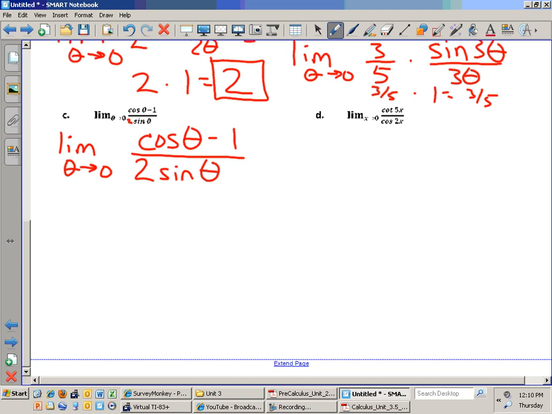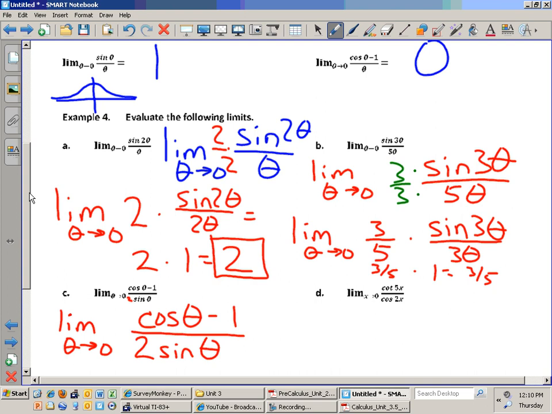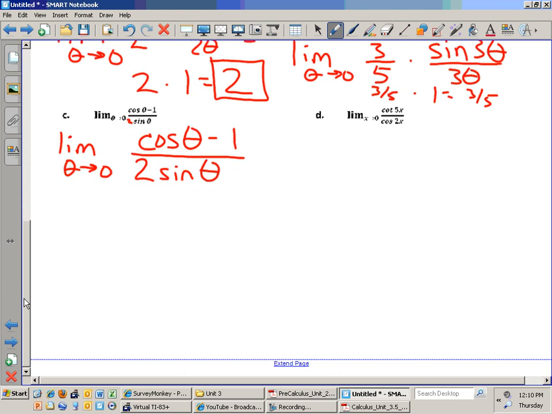So with that said, notice what I have here. I have a cosine of theta minus 1, and I have a 2 sine of theta on the bottom. Well, in order to know the limit of that cosine of theta minus 1, I would need a theta in the denominator, right? So instead of multiplying by a number, let's multiply the denominator by a variable. If I multiply the bottom by theta, what would I have to multiply the top by? Theta.